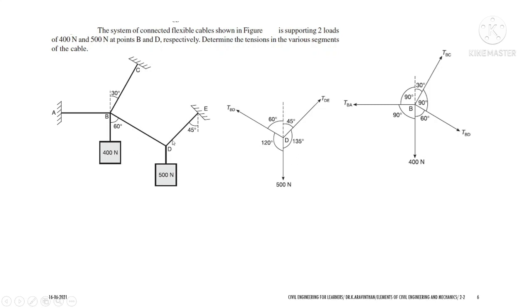Okay, let us find the next free body diagram. So this is the point D, and at point D you have a vertical downward force of 500 Newton, and you have an angle of 45 degrees.